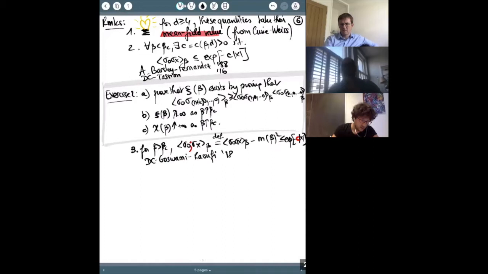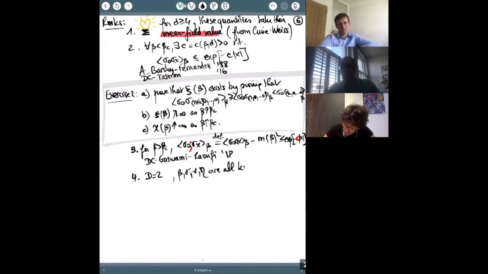Last question. I want to mention when these exponents are known. So in dimension d equal 2, all the exponents, meaning beta, gamma, nu, and eta, are all known. And this has been one of the most beautiful success stories of modern statistical physics, to derive all the critical exponents of the two-dimensional Ising model. Okay? I'm talking about nearest neighbor on the square lattice.